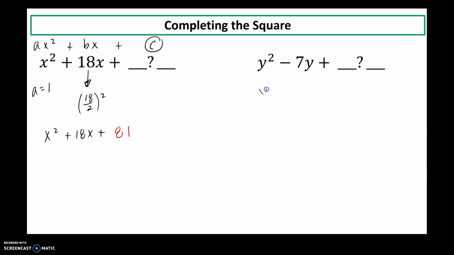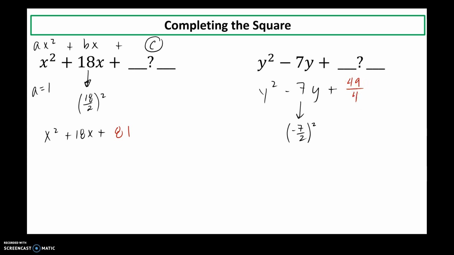Then on the second one, y squared minus 7y plus what? Okay, and I know you despise fractions. Half of 7 squared. So I would need to add into my equation 49/4 to complete the square.